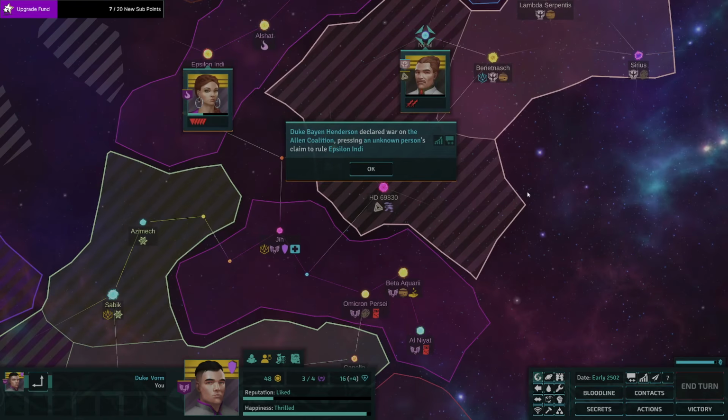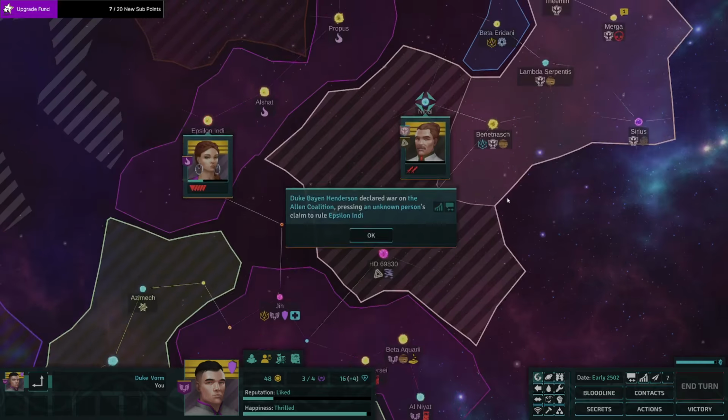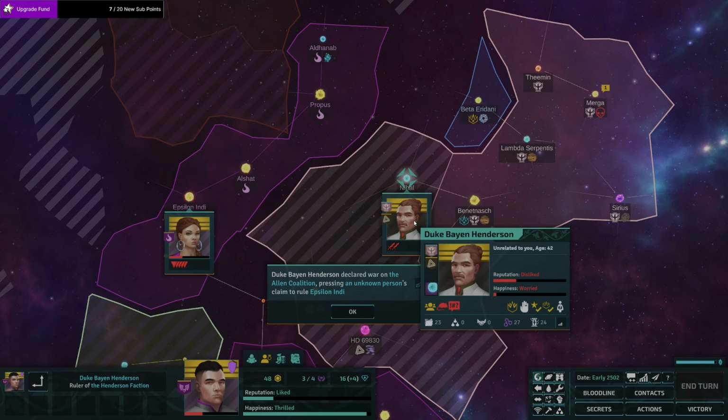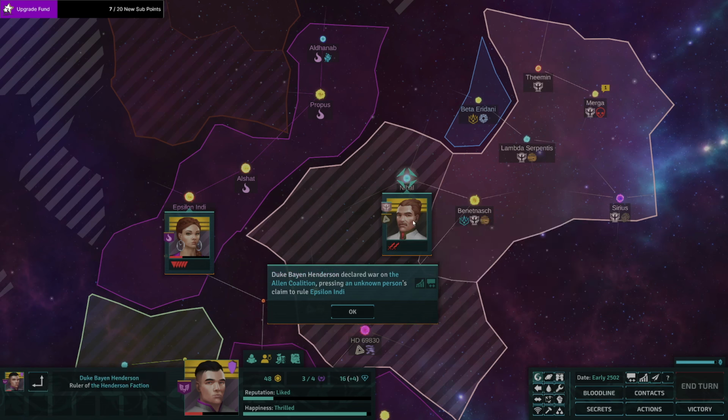Okay, declared war on the Allen Coalition, pressing an unknown person's claim to rule Epsilon Indi. So somebody in his court has a claim to that, and entreated his master to press the claim. He said yes, and apparently diplomacy broke down, and now war has broken out.